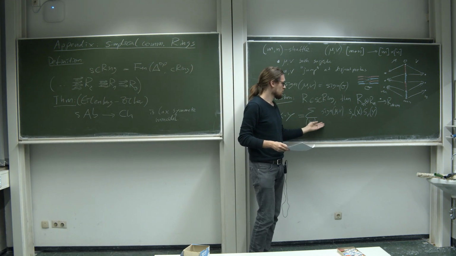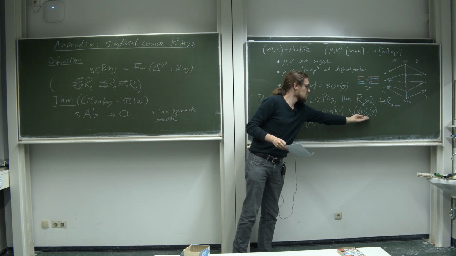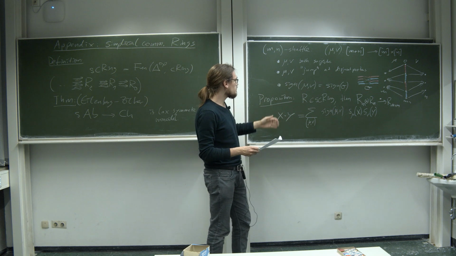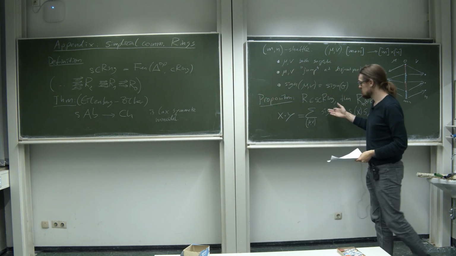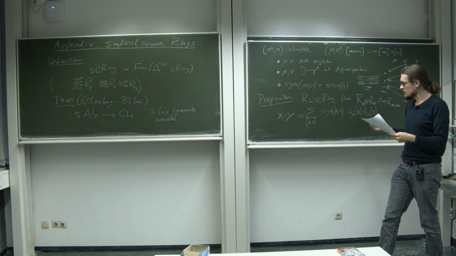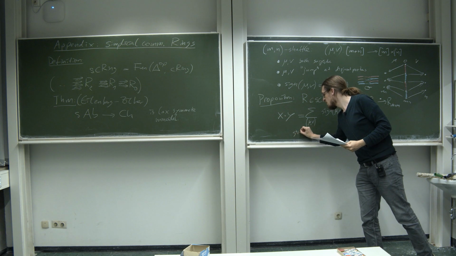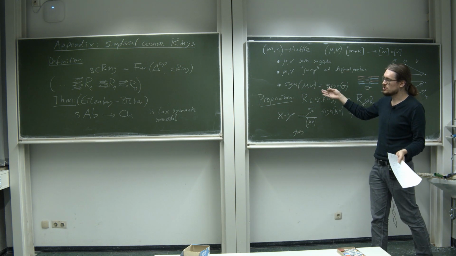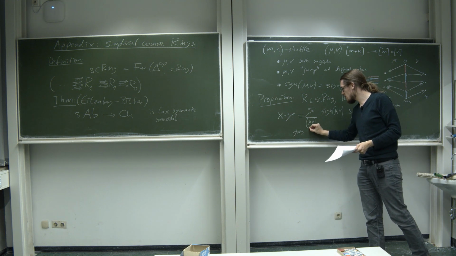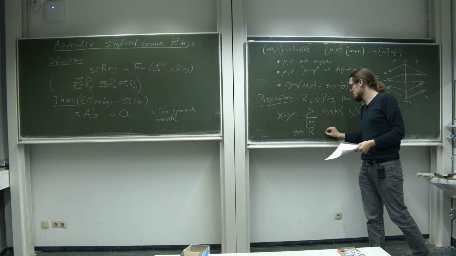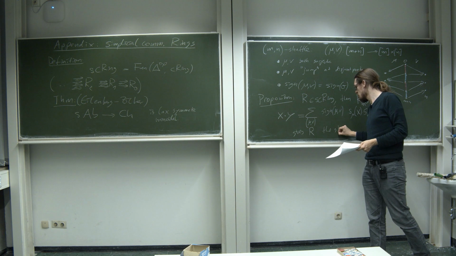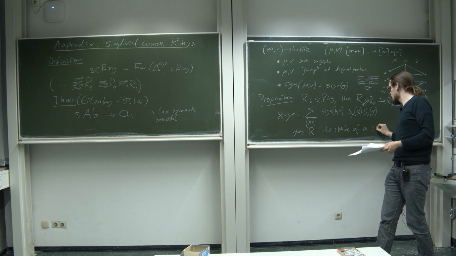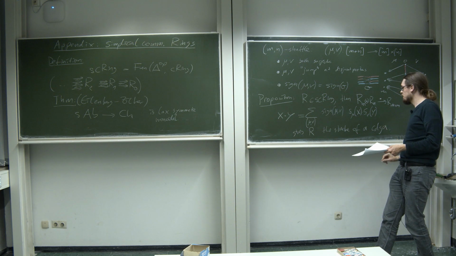So this is how you get into that degree. And the statement is that this formula actually gives R, or more precisely the chain complex associated to R, the structure of CDGA.